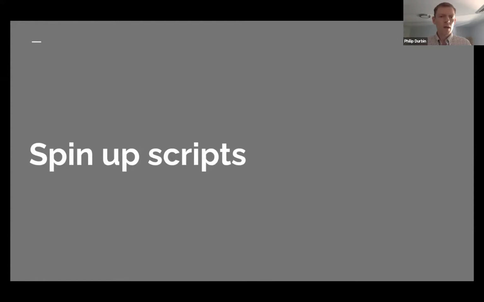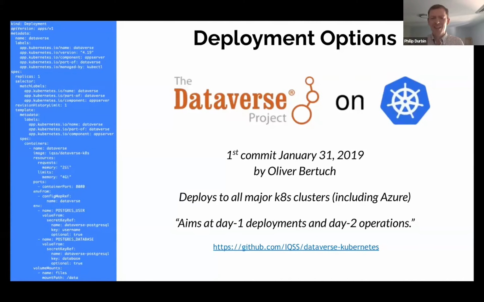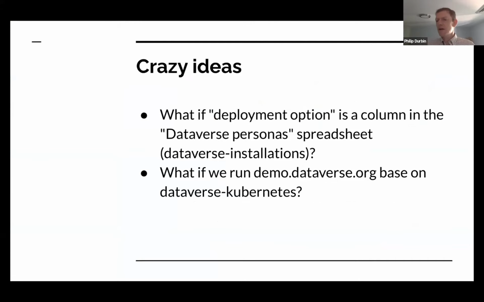It sounds like we're going to hear a lot about Oliver's Kubernetes stuff soon. I can't say enough nice things about this. I only have about a minute left, but some crazy ideas. People like crazy ideas. I'm curious how people deploy Dataverse. We have a spreadsheet already that we use to power the map of Dataverse installations. We could have a column where people declare, I use this or that. It might be interesting to see how people are installing Dataverse.